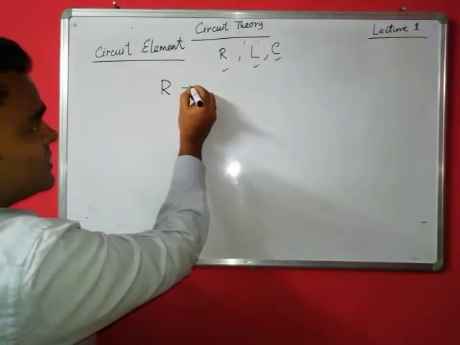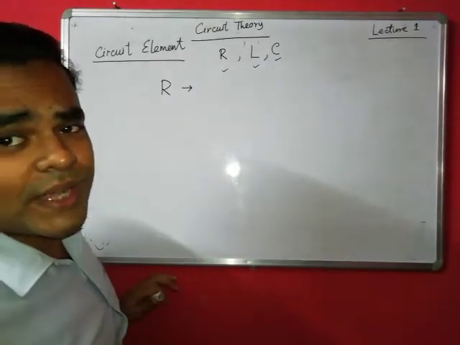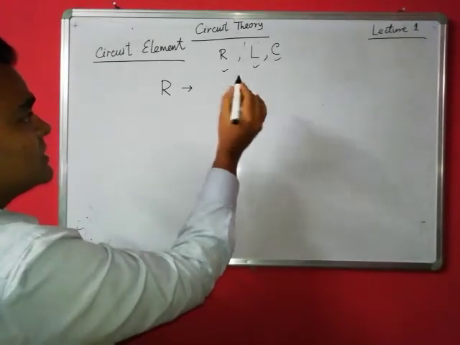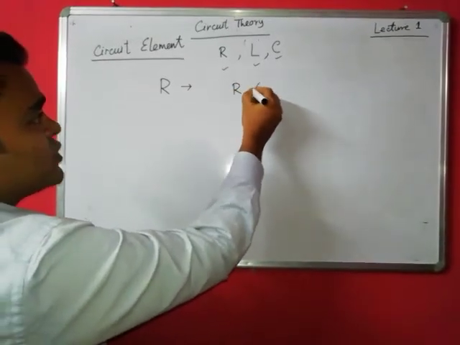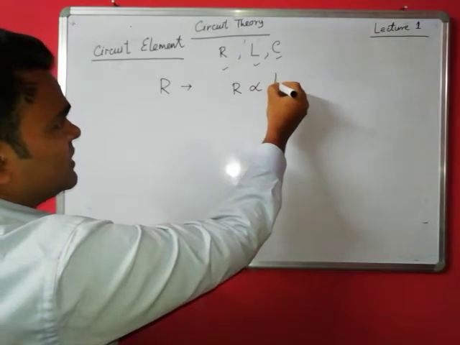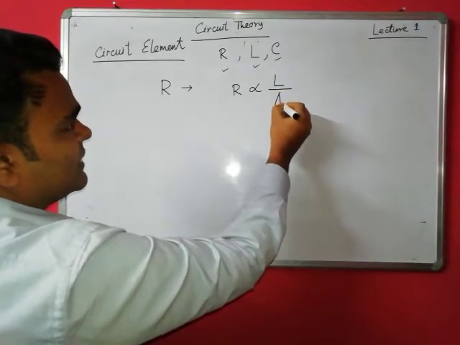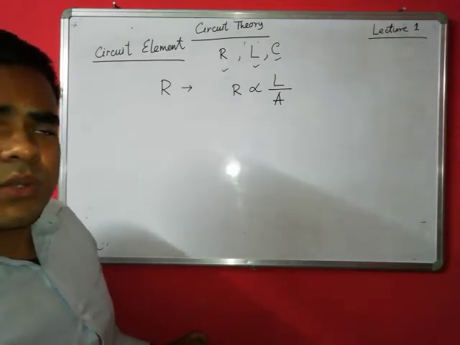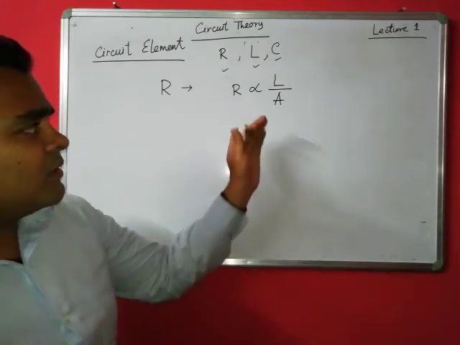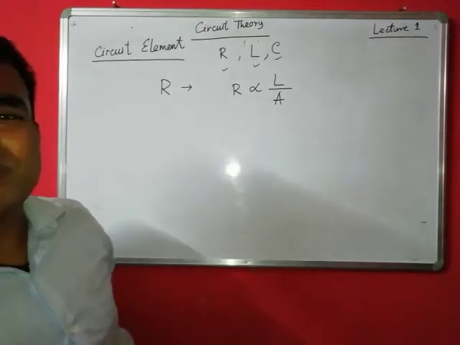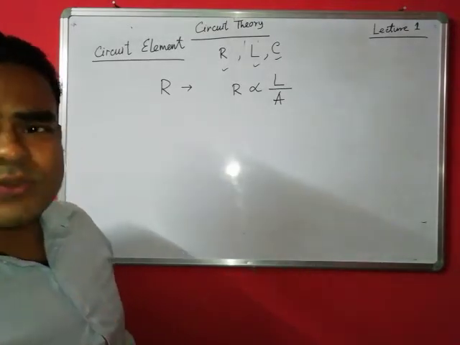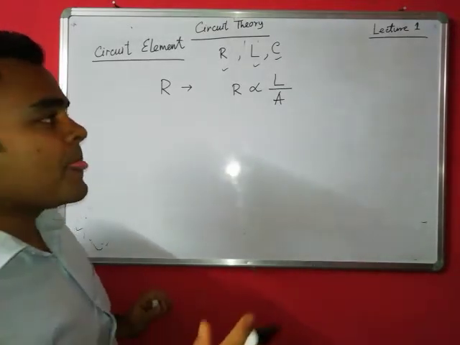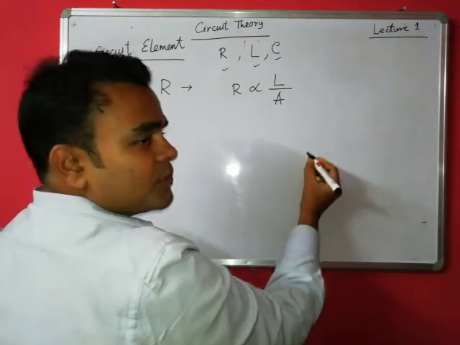Resistance is given by the resistor. Resistance is proportional to the length of a conductor and inversely proportional to the cross section of the conductor. We are very much familiar with resistance, that's why I will spend fewer words on it. As we know, resistance follows Ohm's law.